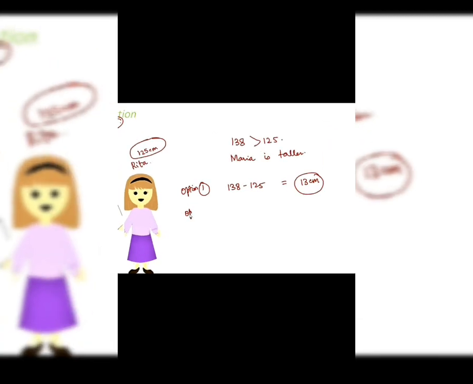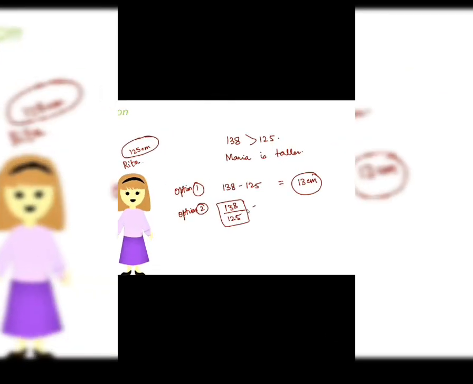Now, if I ask you how much is Maria taller than Rita, that means now we are not looking at just a mere comparison, but here also we are looking for by how much is the difference. One way of doing that comparison is you find the difference between these two numbers. That could be the option first. Option 1. So 138 minus 125 and you will get 13. So you say that Maria is 13 centimeter taller than Rita.